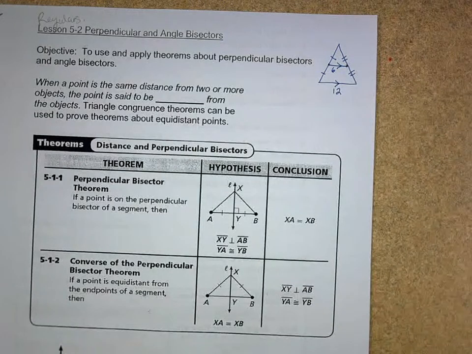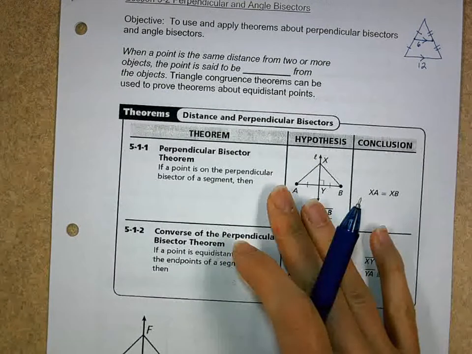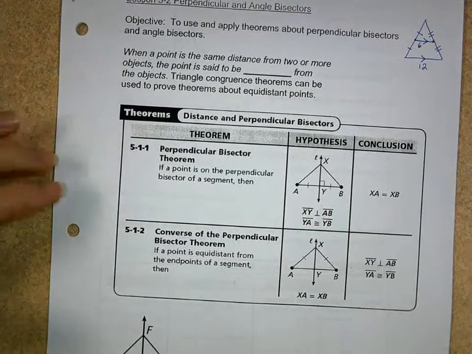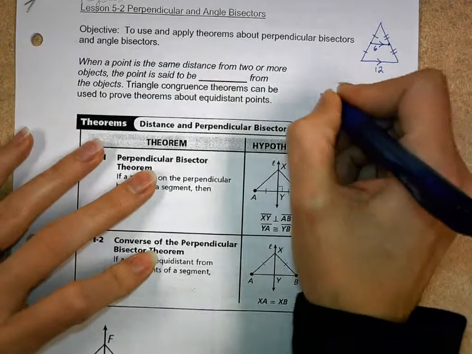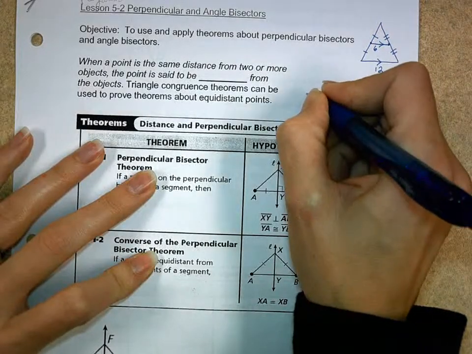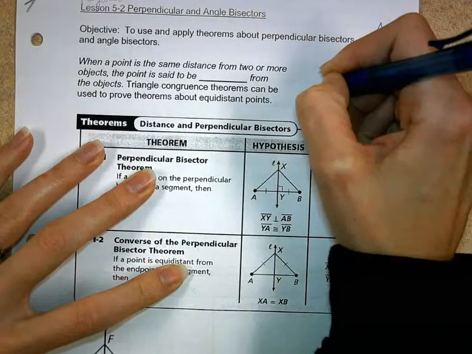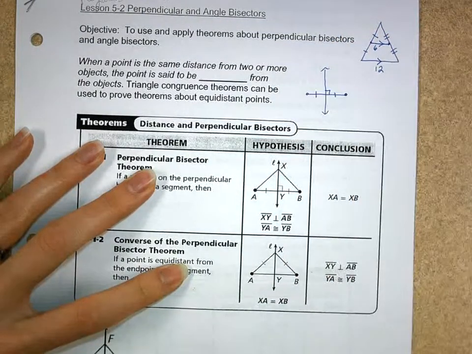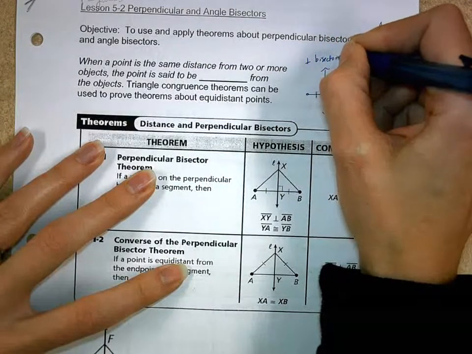Now today, we're going to use some other things that we worked with. We're going to talk about perpendicular bisectors and angle bisectors. So let's remember quickly what a perpendicular bisector is. A perpendicular bisector divides a line segment perfectly in half, and it forms right angles. So that was our perpendicular bisector. And we're going to be using this a lot more in the chapter.